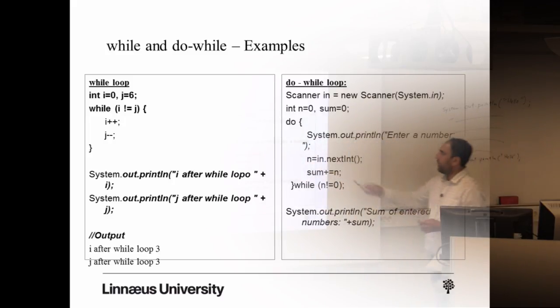On the other hand, we have a do while loop, where the syntax is that we put the do keyword and then the body of the loop and the while at the end.